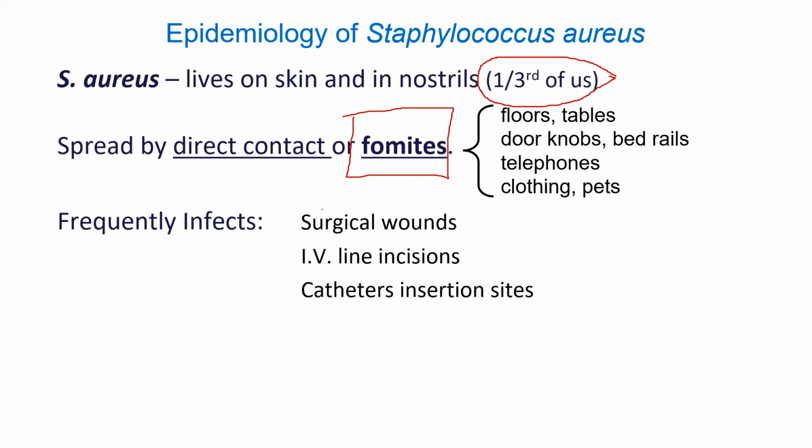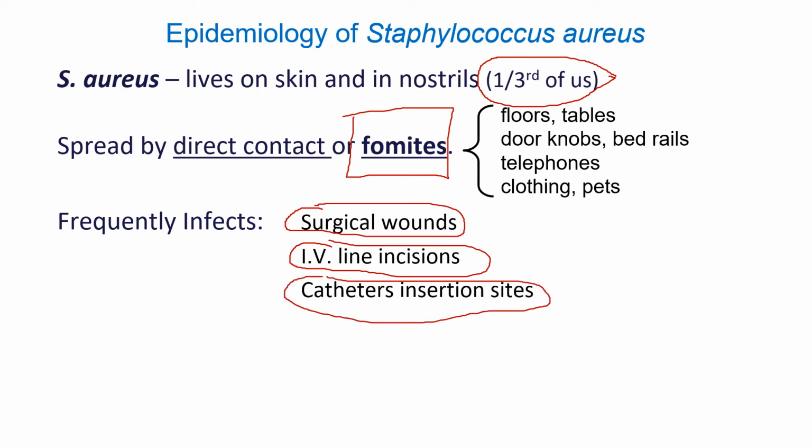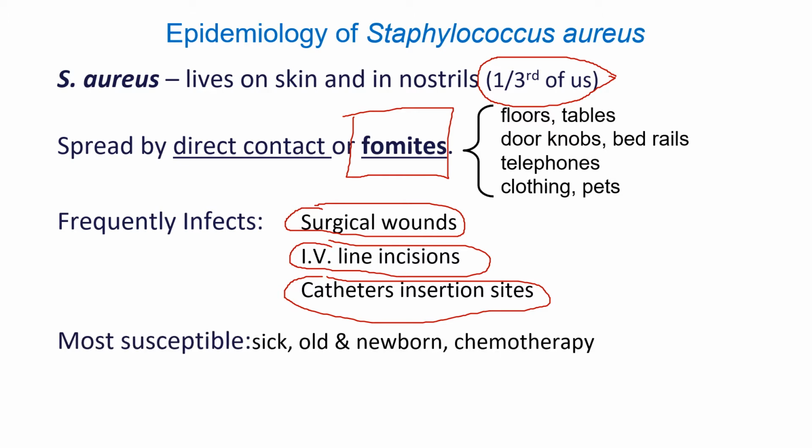Notice the three I have here: surgical wounds, so invasive procedures in hospitals, intravenous line incisions, and catheters. So all these invasive techniques are used constantly on a daily basis in a hospital. So a lot of people get infected, and often that infection is from staph. Who's most susceptible? Many people in hospitals, old, new, anybody who's immunocompromised.